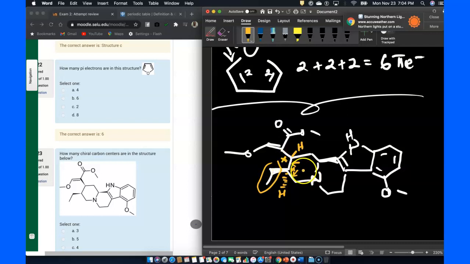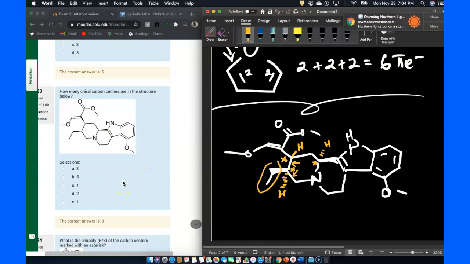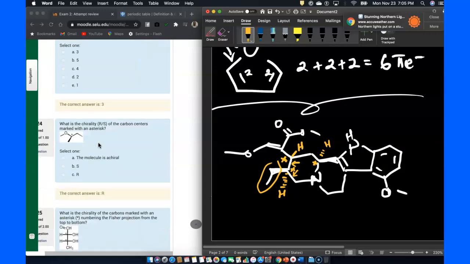So so far those are 2. This one is another one. So that counts 3. And I don't seem to see any others. So there's 1 here, there's 1 here, and there's 1 there. These are on sp2 carbons, so they're not. So the answer is 3.